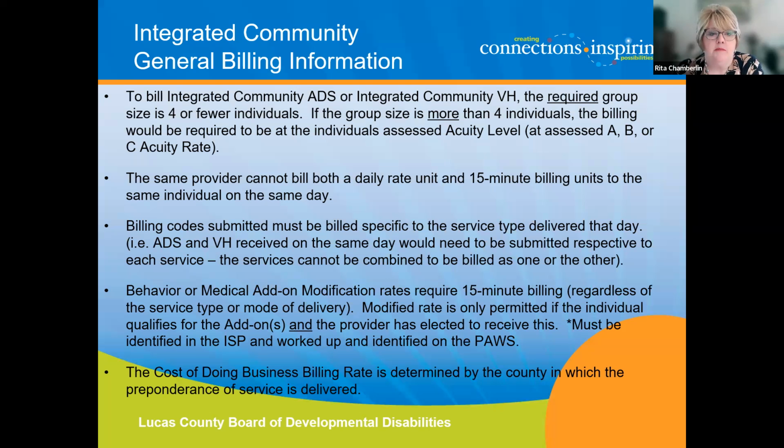The billing code submitted must be billed specific to the service delivery type for that day. So if you're providing ADS, you've got to bill it as ADS. If you're providing vocab, you've got to bill it as vocab. If you're doing a combination of both, you're going to have to break it out and bill specifically how many hours were ADS and how many hours were vocab. That's going to be for your traditional ADS in facility or regular vocab in facility, as well as the community services that are delivered.